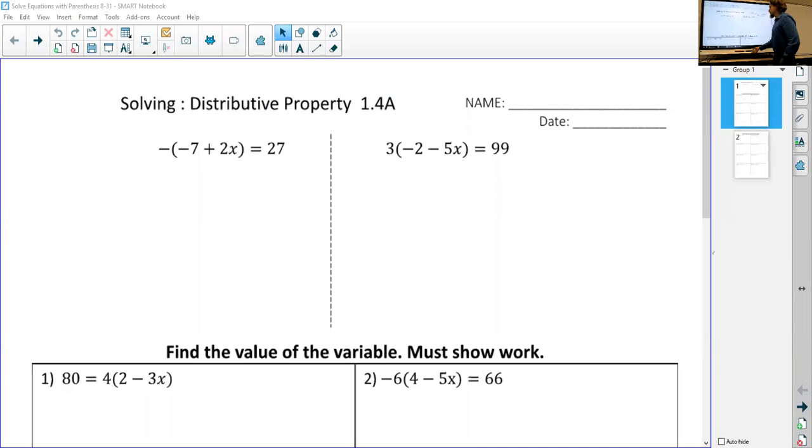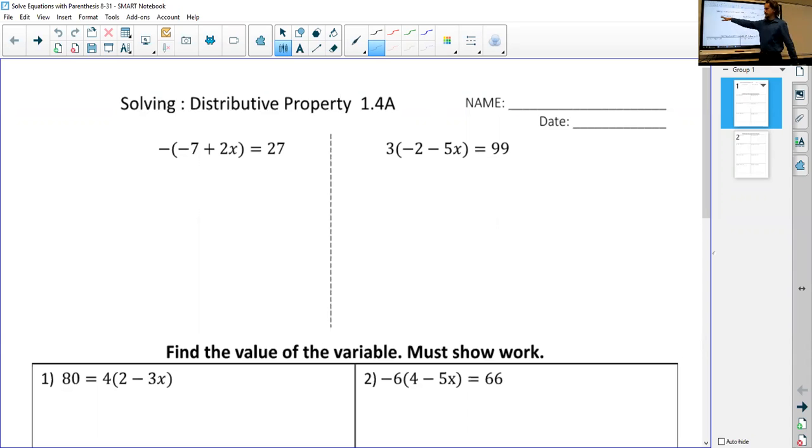Okay, so continuing our ongoing series of reviewing Algebra 1, we're still doing equations, this time equations with the distributive property, which is basically just equations with parentheses. So our first one, nice and straightforward, says negative (7 plus 2x) equals 27.